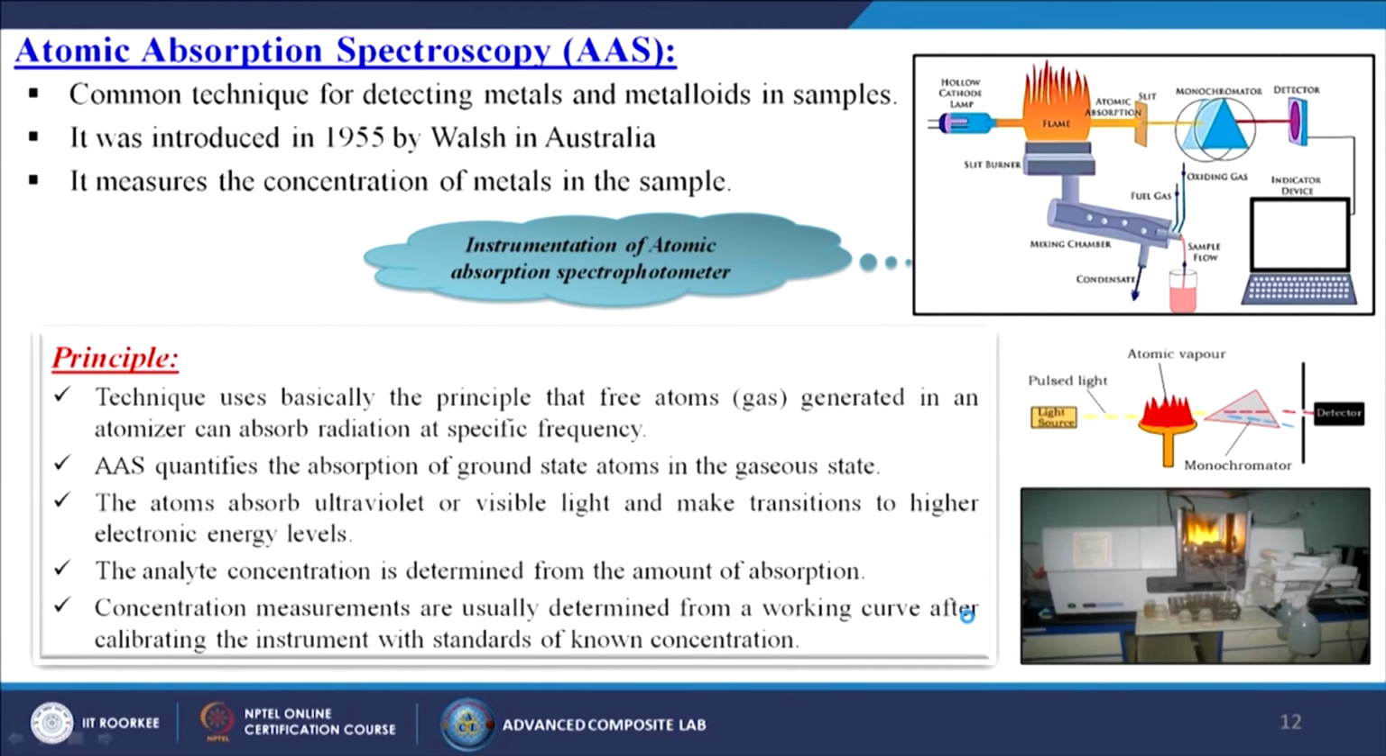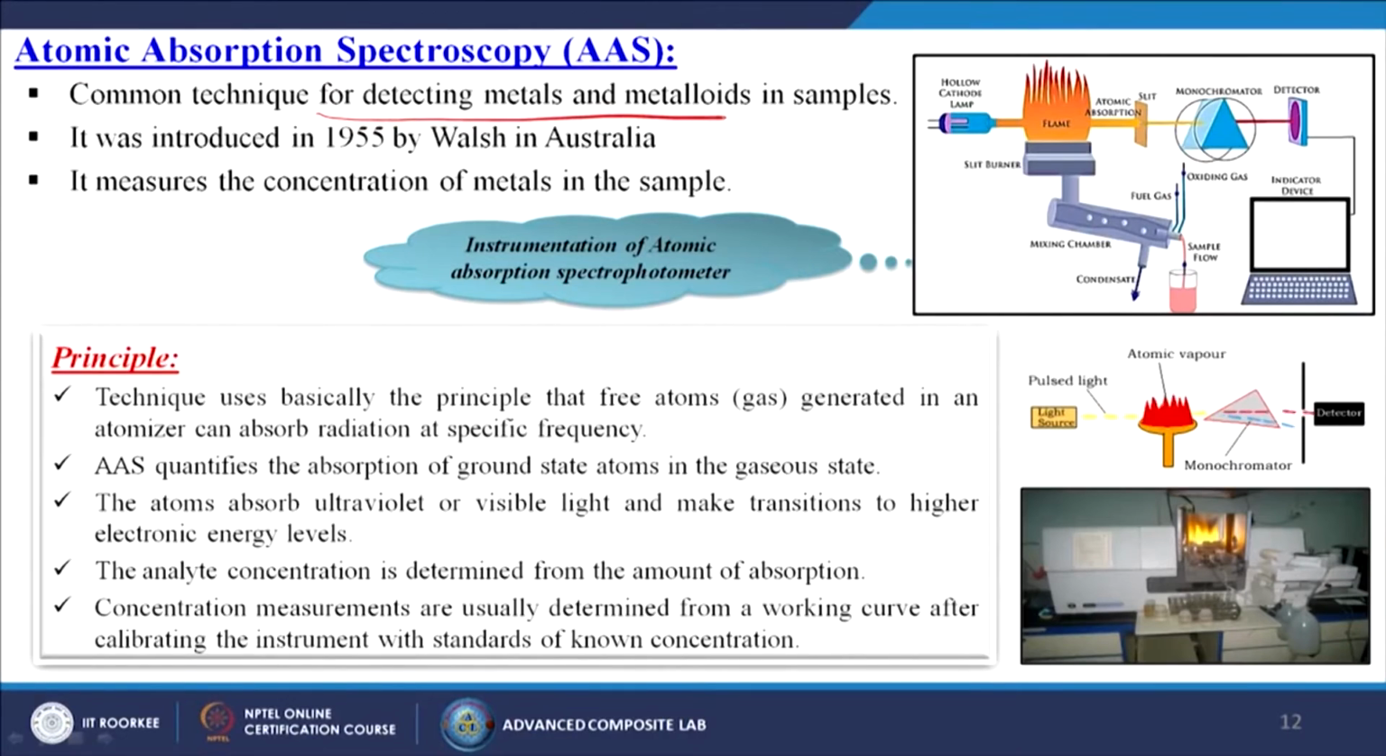Next one is called atomic absorption spectroscopy. In short, generally we call it AAS. It is a common technique for detecting metals and metalloids in samples. It was introduced in 1955 by Walsh in Australia. It measures the concentration of metals in the sample.